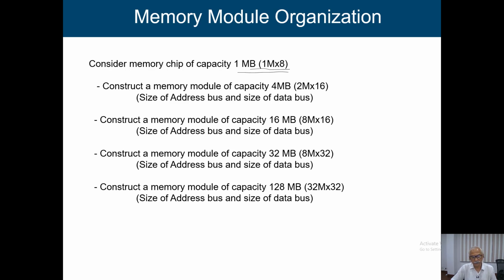Now here I am just giving you a small example, or some exercise that you can do. Construct a memory module of capacity 4 megabyte. It is asking you to construct a memory module of 4 megabytes. But what is the organization? It says that it is 2 mega by 16. That means we should have 2 mega memory locations. In every memory location we can have 16 bits of information.